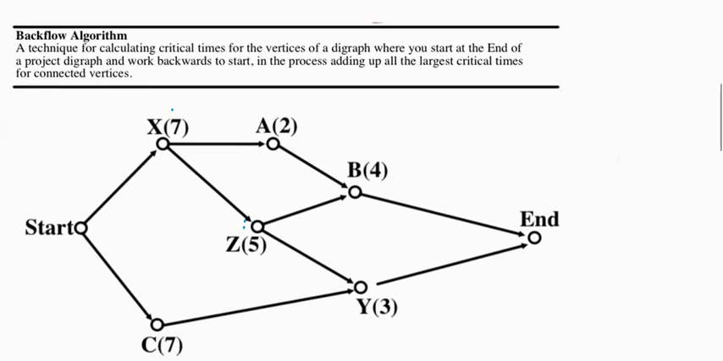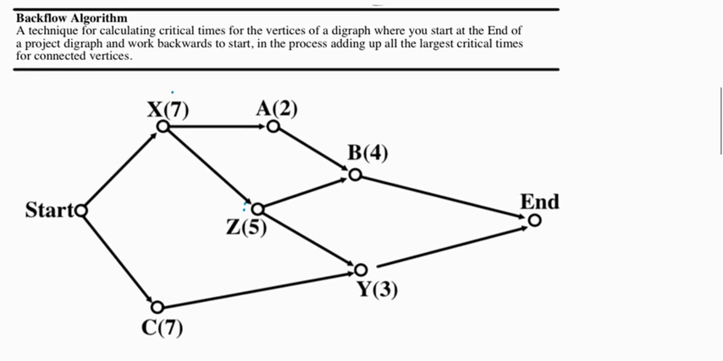The backflow algorithm simply says work backwards, adding up processing times to get critical times, and take the largest critical times between any two vertices and add that to subsequent vertices as you work backwards. So let's see how this works.